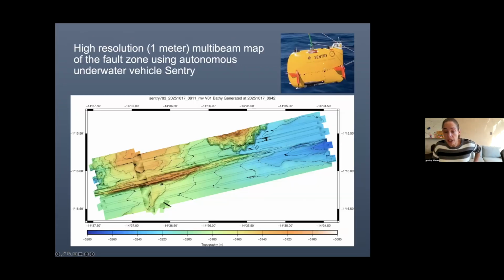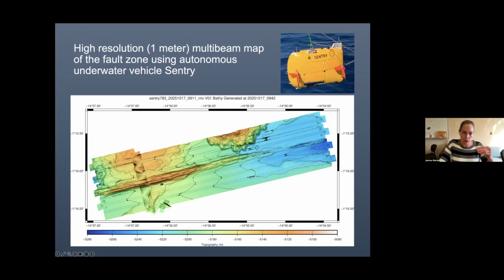The Sentry dives give us some really beautiful maps of the fault zone. This is a multi-beam bathymetry map at roughly 1 meter resolution. This is data that has not been corrected for navigation and artifacts. This is just the kind of raw first pass look at the data that Sentry was able to collect.